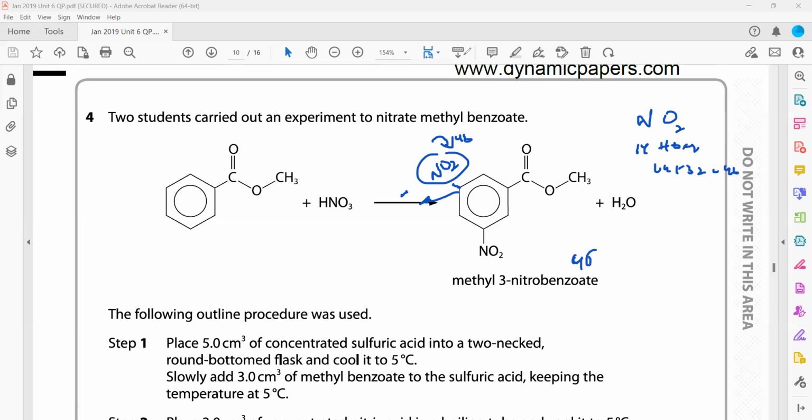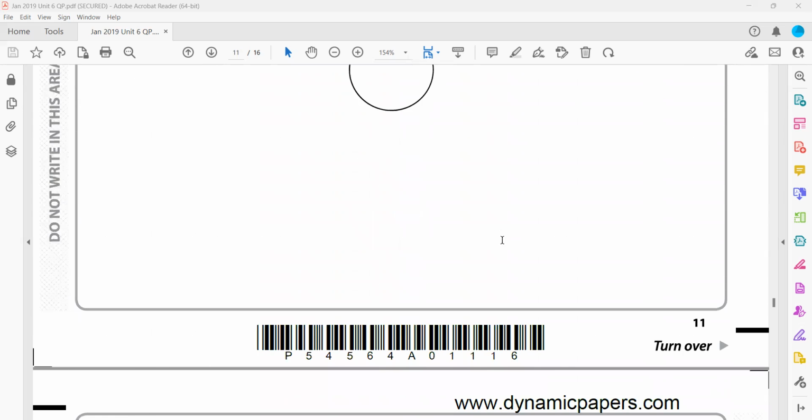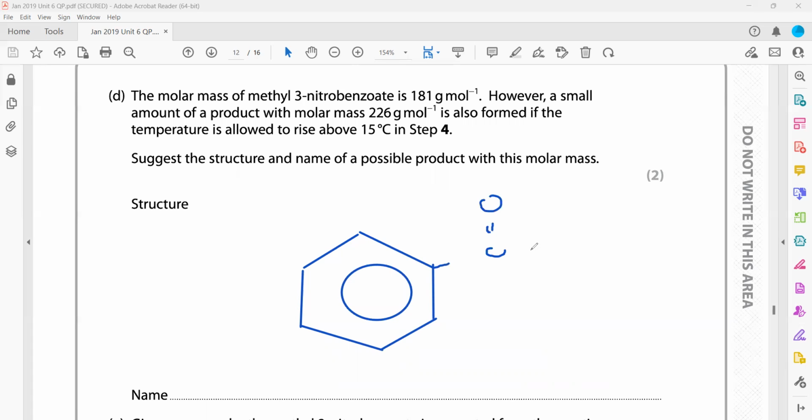So what might be the other product which is formed, having a mass of 226? That might be due to the multiple substitution. The C is double bonded with O and CH3 is there. This was NO2 and this was NO2.